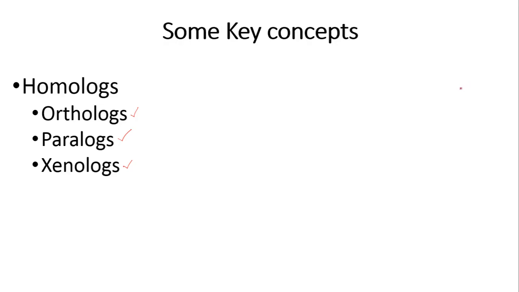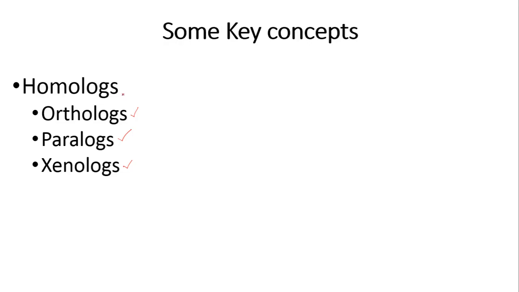Okay, so what are homologs? You can call two proteins homologs of each other, or homologous proteins, if and only if they share a common ancestor. They have evolved from a common ancestor. Then we can say that the two proteins are homologs of each other.